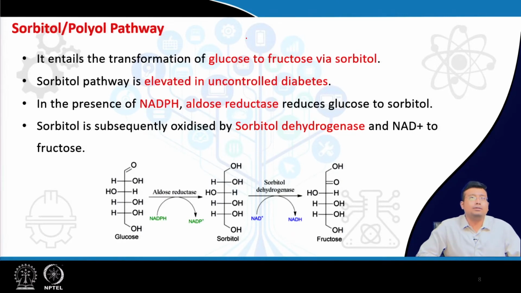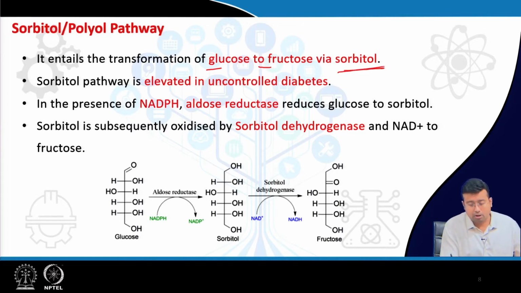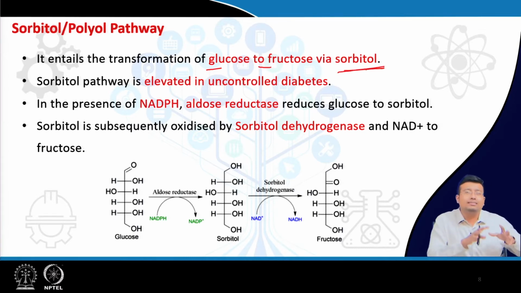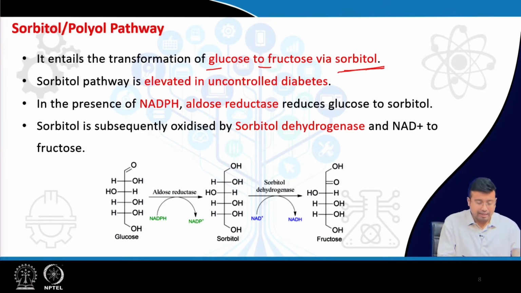So, now let us deal with the sorbitol or polyol pathway. So, what is the sorbitol or polyol pathway? This pathway deals with production of fructose from glucose, that is transformation of glucose to fructose via sorbitol. Do you know any situation where the body has excess glucose? Of course, in the disease diabetes mellitus, we will be discussing very soon. So, what happens in that disease? There is an excess amount of glucose in uncontrolled diabetes mellitus, and that leads to excess activity of these enzymes, that is aldose reductase and sorbitol dehydrogenase.